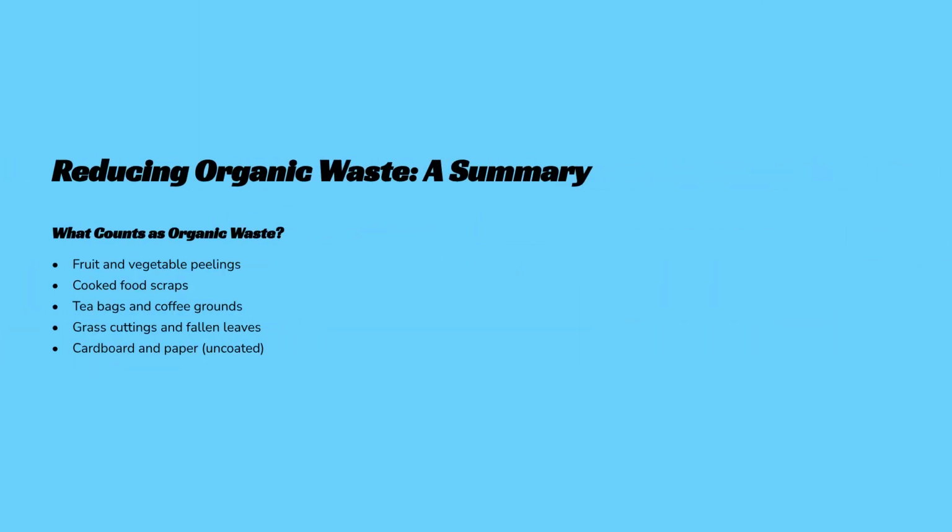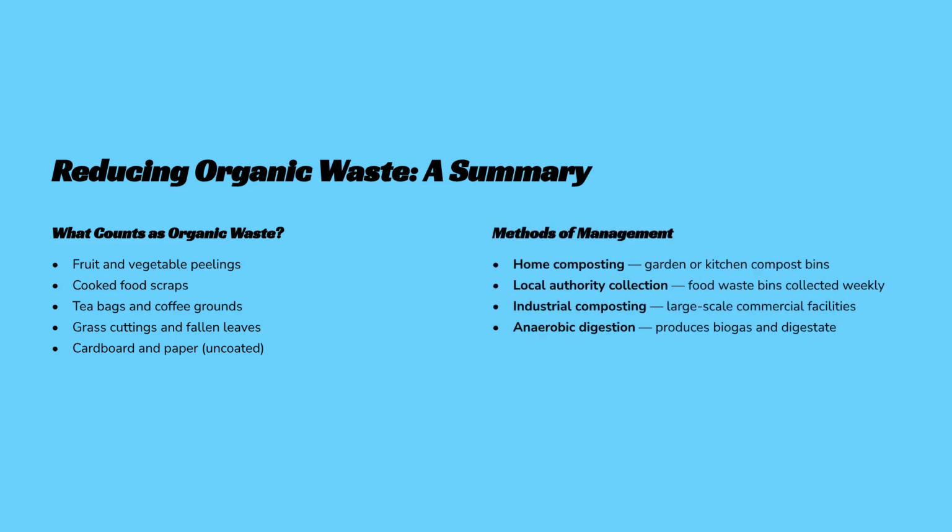Organic waste includes items like food scraps, tea bags, and garden clippings. These can be managed through home bins, local authority collections, or large-scale industrial composting and anaerobic digestion facilities.